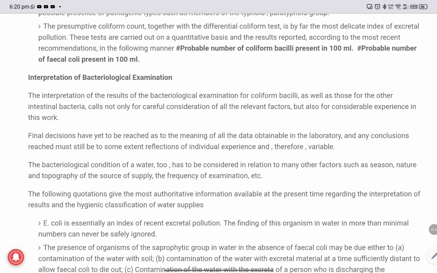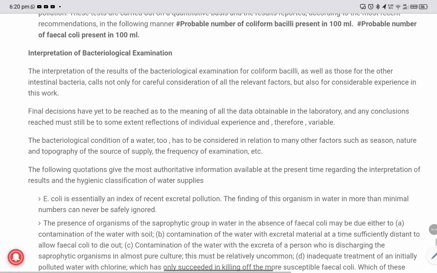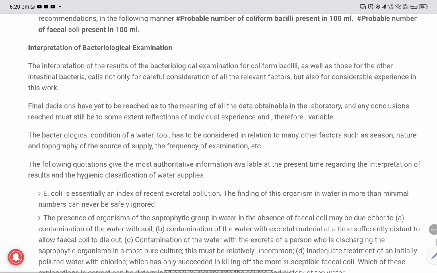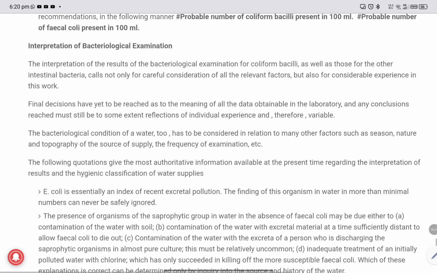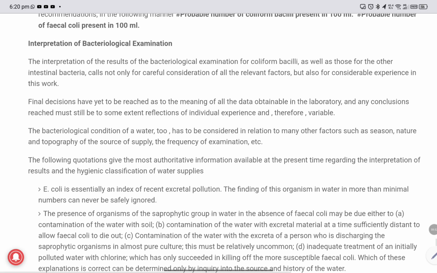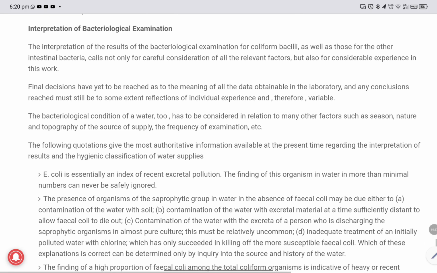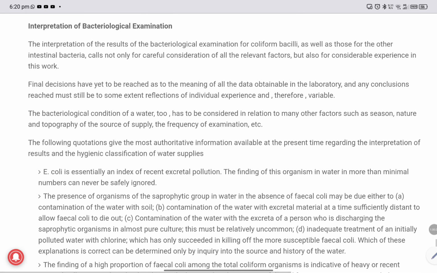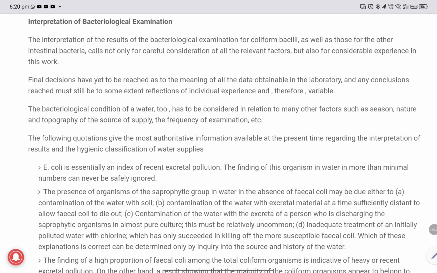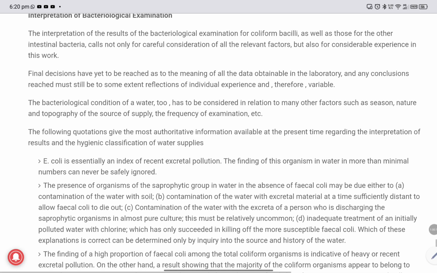The interpretation of the result of the bacteriological examination for coliform bacilli, as well as those for the other intestinal bacteria, calls not only for careful consideration of all the relevant factors but also for considerable experience in this work. Final decisions have yet to be reached as to the meaning of all the data obtainable in the laboratory, and any conclusion reached must still be to some extent a reflection of individual experience and therefore variable.